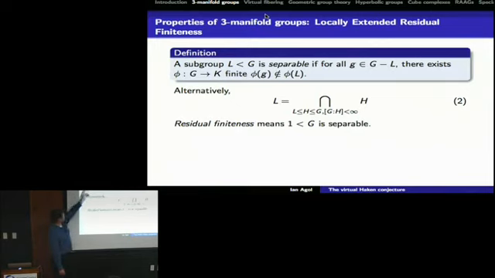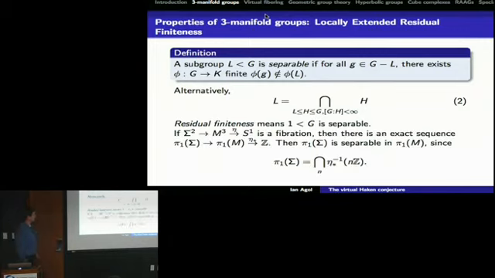The reason we assume local is that it's too strong a property to expect to hold for infinitely generated subgroups, because lots of infinite groups have lots of simple quotients, and the kernel will be infinitely generated and not separable. So that's why we generally need to assume finitely generated. As an example, recall if we had a three-manifold fibering over the circle, then there's an exact sequence. The fundamental group surjects onto the fundamental group of the circle, which is Z, and the kernel is the fundamental group of the surface, which is a finitely generated subgroup.